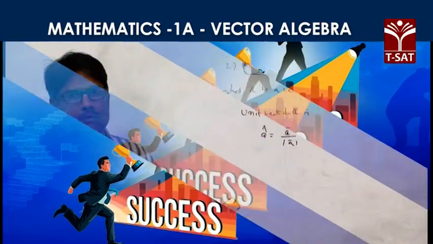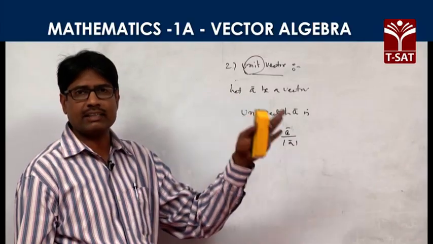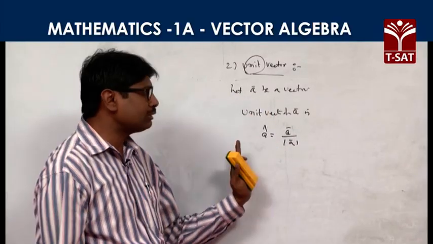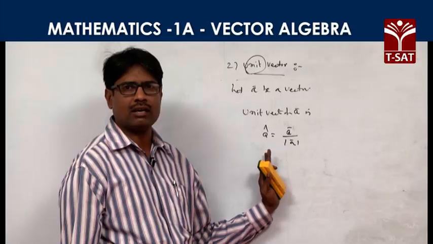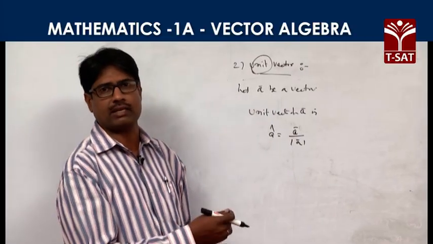Direction of the unit vector, because we talked in the definition about a vector concerned with the magnitude as well as the direction. What about the direction of the unit vector? The direction of the unit vector is along the given vector or in the opposite direction.